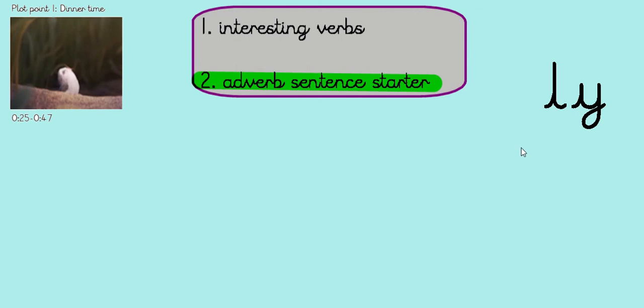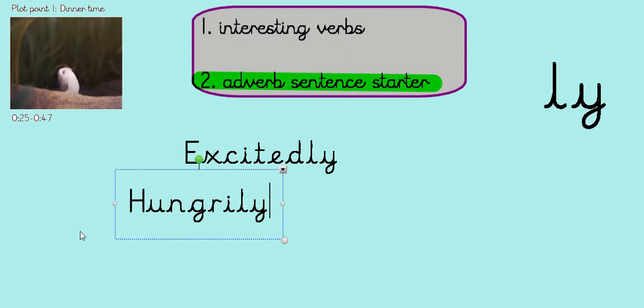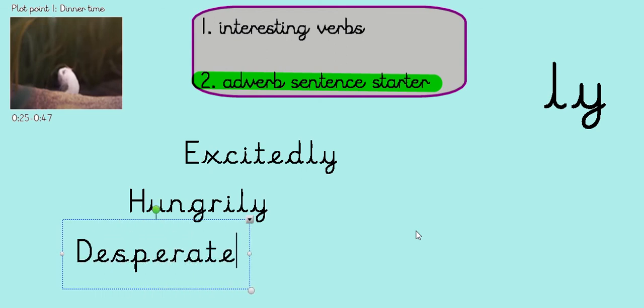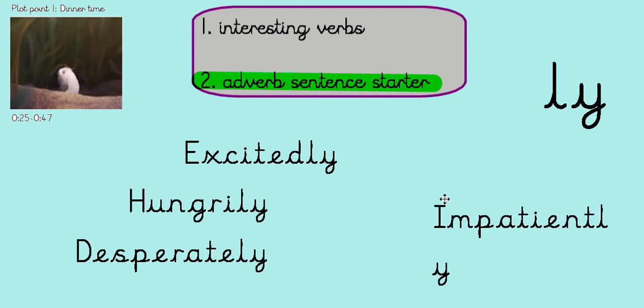Now in my sentence, I'm going to talk about the fact that Piper was really hungry and he couldn't wait to be fed. So how do you think he might be behaving, Piper, as he's waiting to have his food? He might be waiting excitedly. Now I'm writing a capital letter because I know I'm going to use these words at the start of my sentence. He might be waiting hungrily. He might be waiting desperately. He might be waiting impatiently. That means he's not being very good at waiting his turn. Impatiently. Now I like that one, so I think I'm going to use that one.